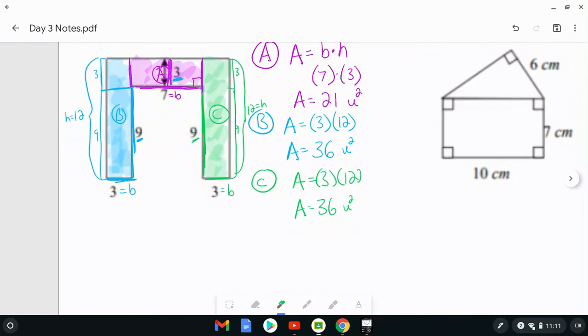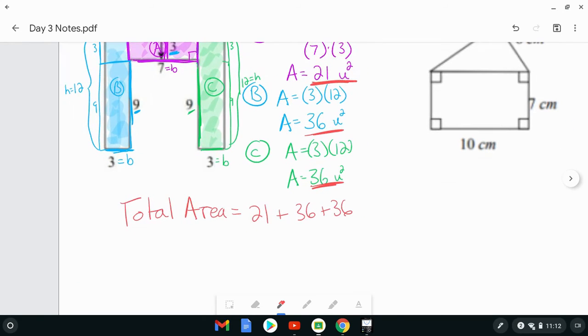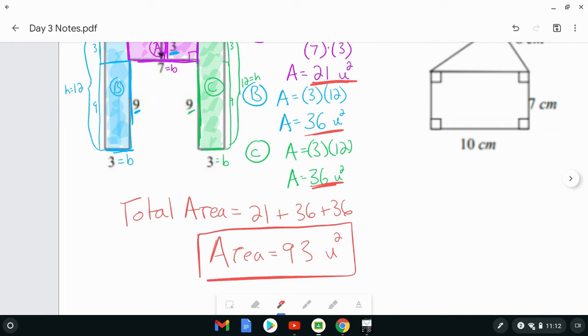Now we have the individual areas. Step 3 is that the total area is just adding those individual areas together. So we have the area of the purple, blue, and green. The total area is 21 plus 36 plus 36. If you add them all together, the total area of this irregular shape is going to be 93. Don't forget units squared, because we're talking about area. That is our unit of measurement.